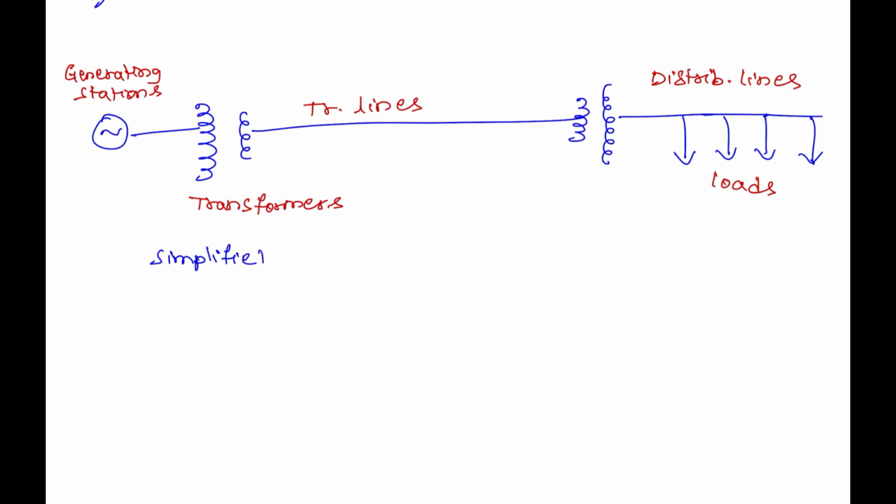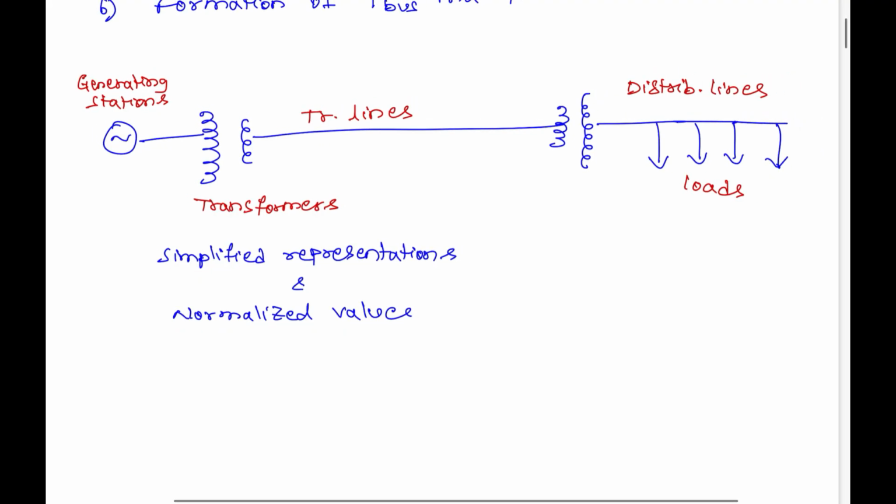That's why we're going to study the per unit system, single line diagram and impedance diagram. So now we will try to understand this per unit system.